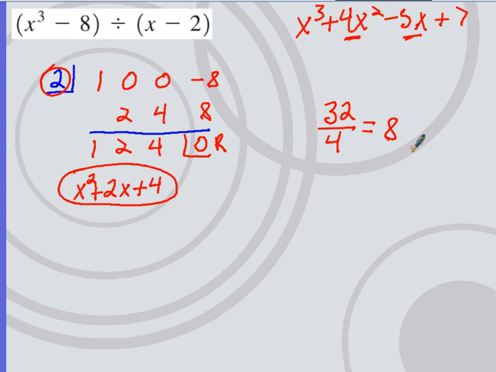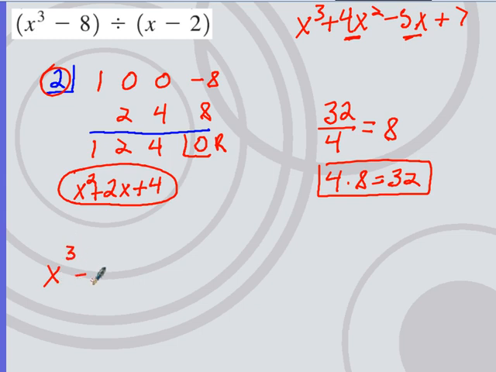And the reason I say that is to say this. 32 divided by 4 is 8. The reason we knew that is because 4 times 8 is 32. Once you get that answer, you can rewrite it, right? I want to show you what you just did without realizing. X to the third minus 8. Since you divided by x minus 2 and it gave you this, does that not mean that you can multiply that to give you x to the third minus 8?